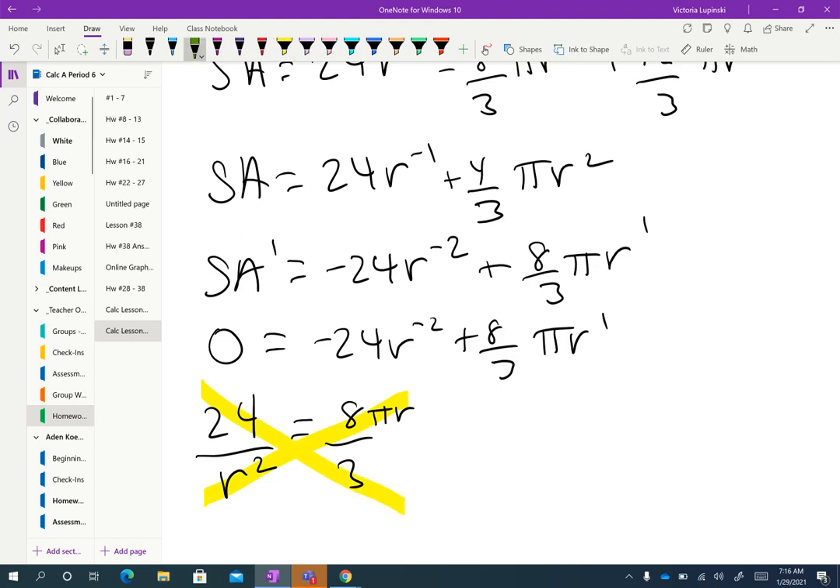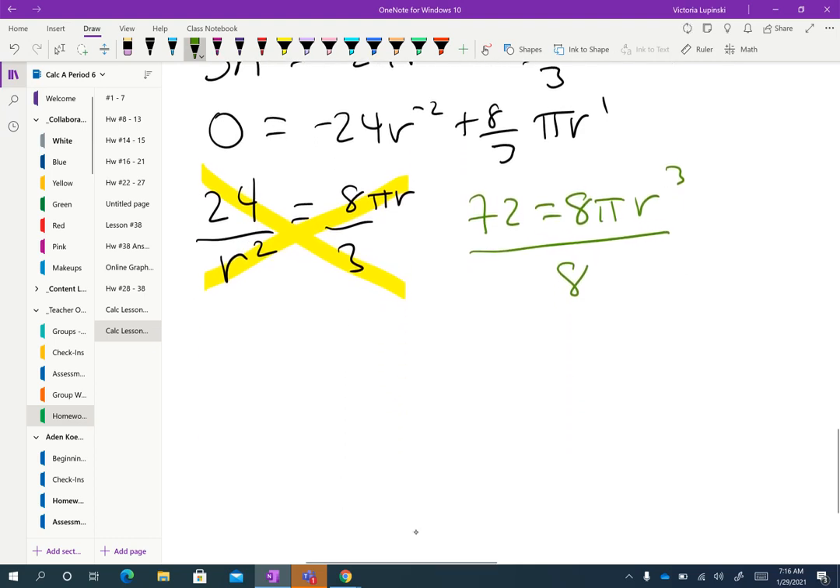So when I do that, I'm going to get 3 times 24, which is 72. And that's going to be equal to 8 pi r cubed. If you look at that, I can go ahead and divide both sides by 8. So that's going to be 9 equals pi r cubed. Then I'm going to divide both sides by pi. So 9 over pi is equal to r cubed.